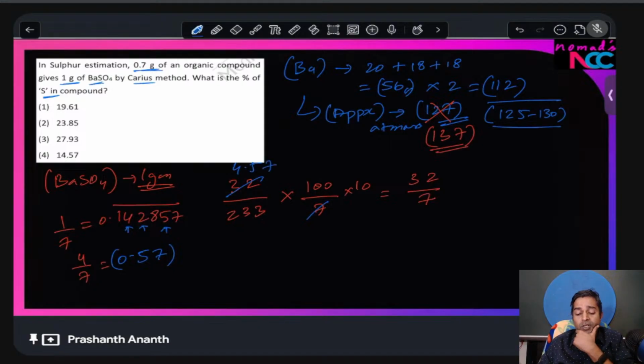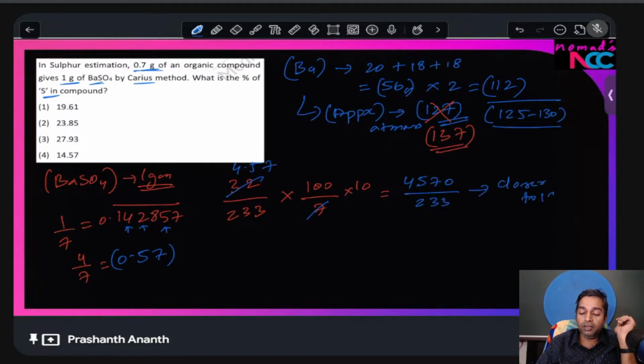So it's 4.57 over 233. That means 4.57 into 1000, which works out as 4570 by 233. Now the real question is, is it going to be 14 or 19? That is the only idea to pick over here. So look at the answer here. 233 into 2 works out as 466. Whereas 233 into 2 minus 100 and around 16, because you have to take out half of that. So this is definitely going to be closer to 19 rather than closer to 14.